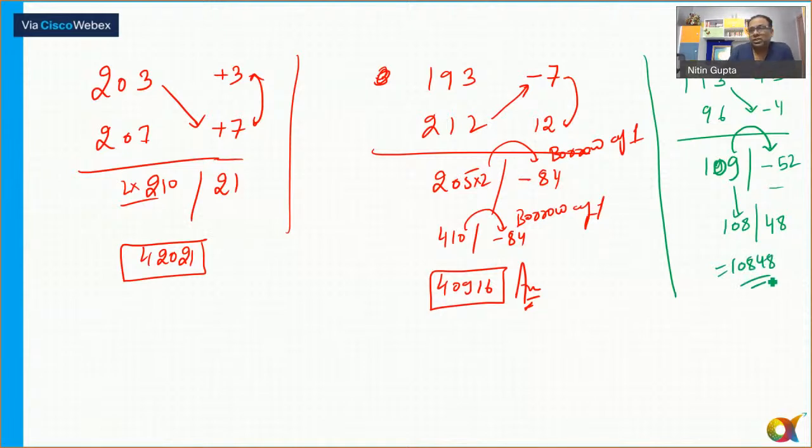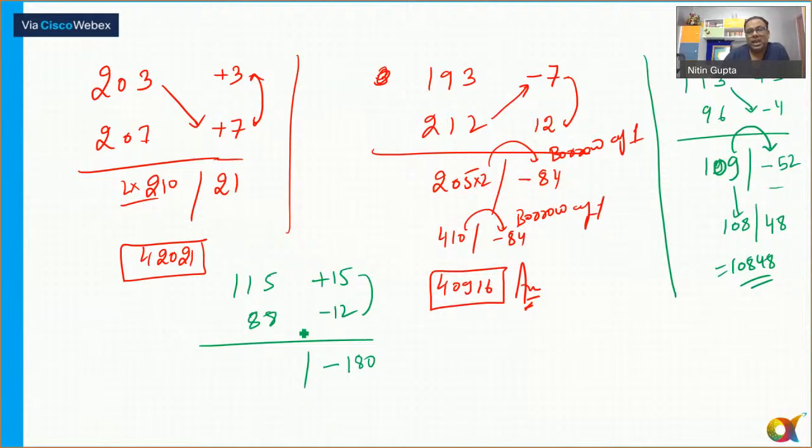So the answer is nothing but 10848, like this. I hope that now it is clear. Now, in case it is a 3-digit or 4-digit number, let me take some larger number, 115 into 88. This is plus 15, and 88 is minus 12. So what is 15 into 12? I can say 15 into minus 12 is minus 15 into 10 is 150, plus 30, that is minus 180. Then 115 minus 12 is equal to 103.